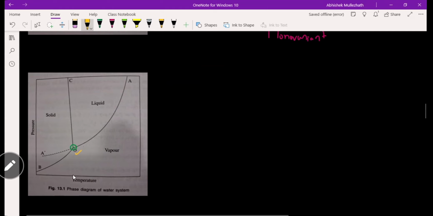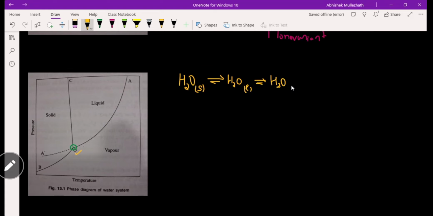Since our system is at this exact triple point, if I have to write this system chemically, I can write it as the solid ice, that is water in solid state, in equilibrium with water in liquid state, and this is further in equilibrium with water in gaseous state, which is our water vapor. So this is our system where all the three phases are in equilibrium.